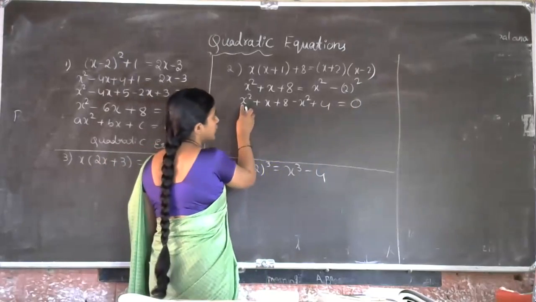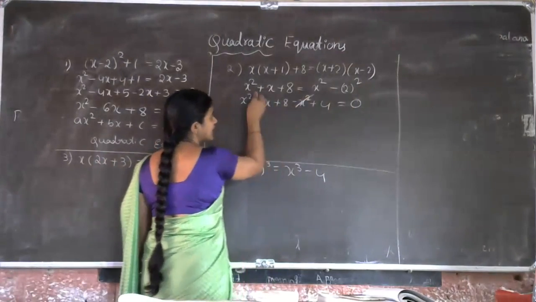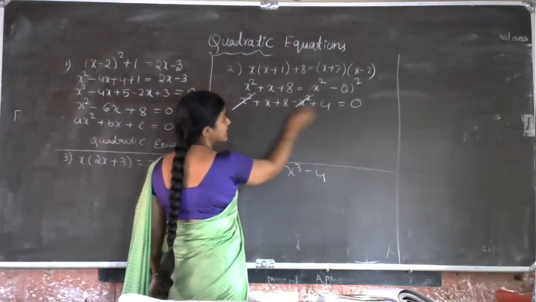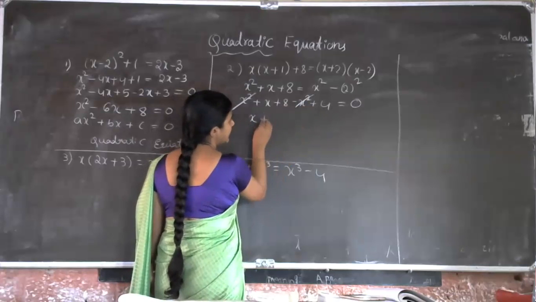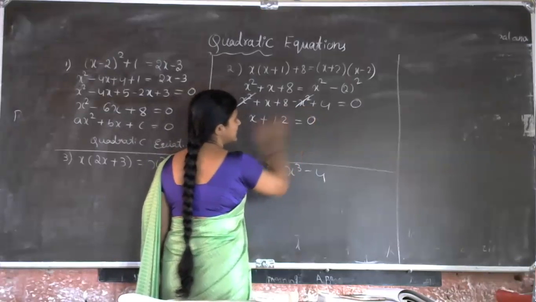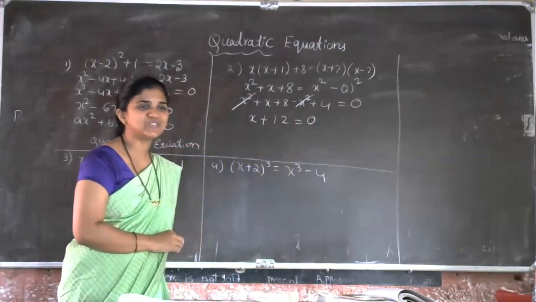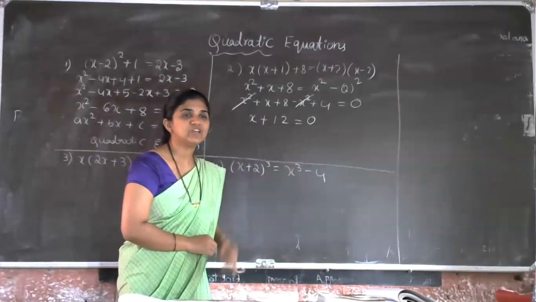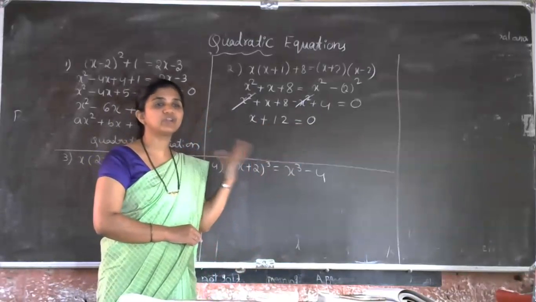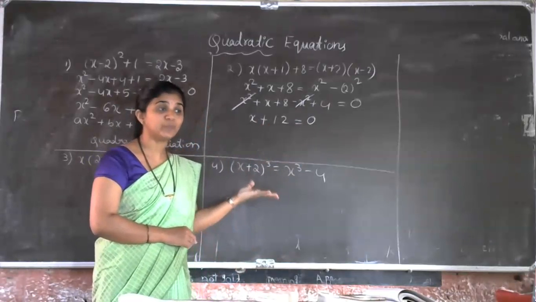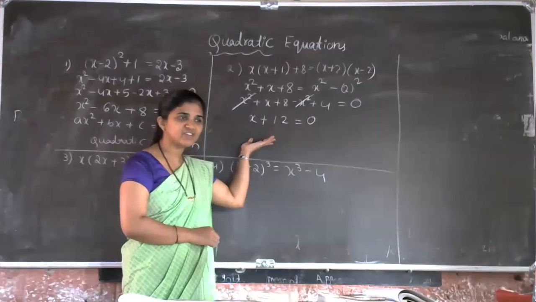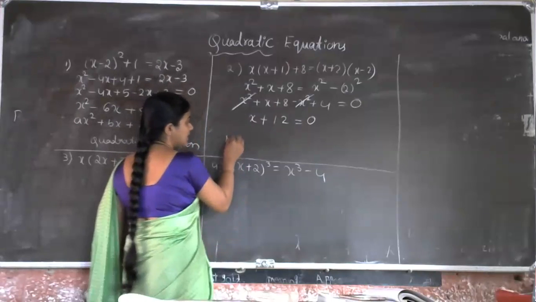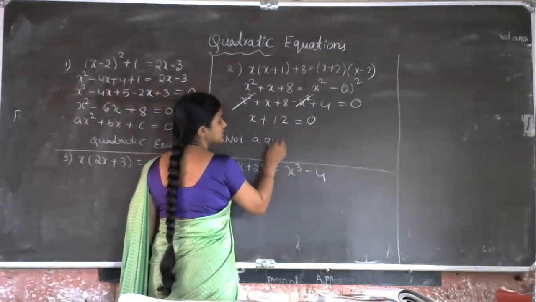Now you just observe: plus x square minus x square get cancelled. What is remaining? X plus 12 is equal to 0. See here the answer: x plus 12 is equal to 0. Here we are not observing the power 2. The variable's power is not 2. So can we say that this is a quadratic equation? No, this is not a quadratic equation. Is that clear?